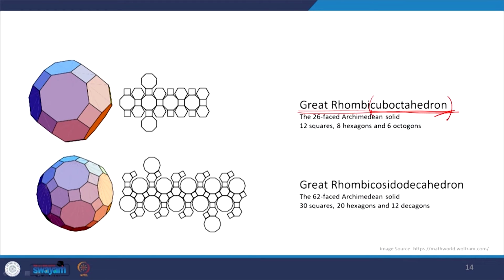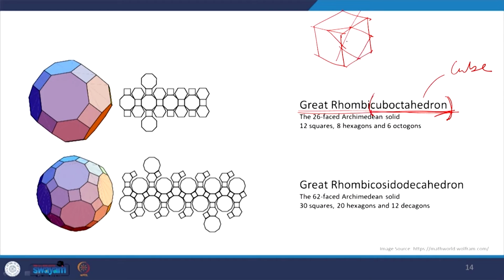So what is this great rhombicuboctahedron? This is a further truncation of the cuboctahedron. So the cuboctahedron was derived from a cube when we were truncating a cube. So we were truncating it like this. When we cut the cube like that, we were getting triangular surfaces, and here we were getting these square surfaces on the faces. That is what a cuboctahedron was.